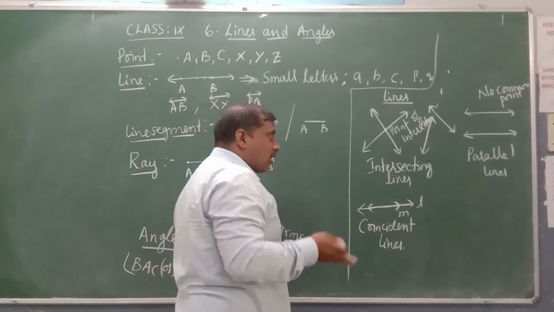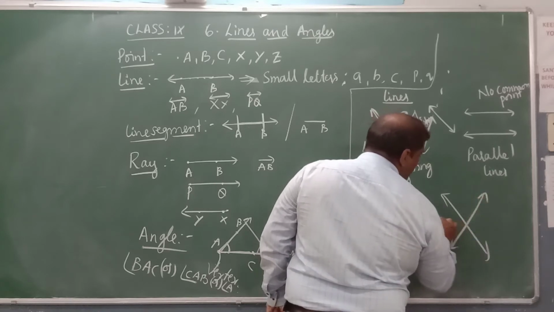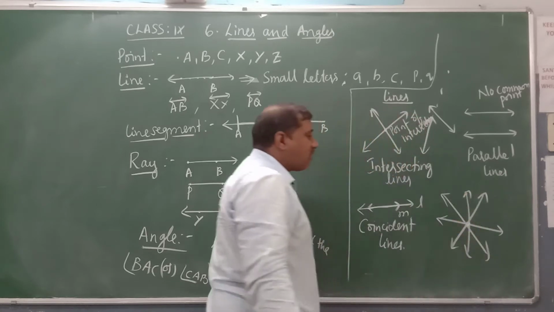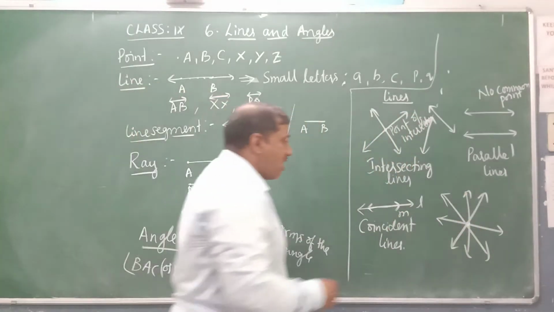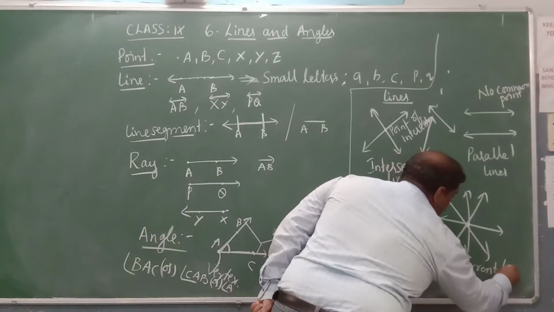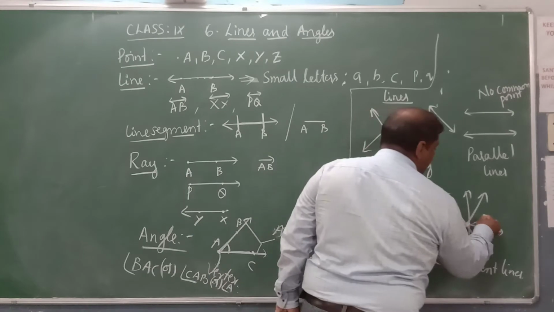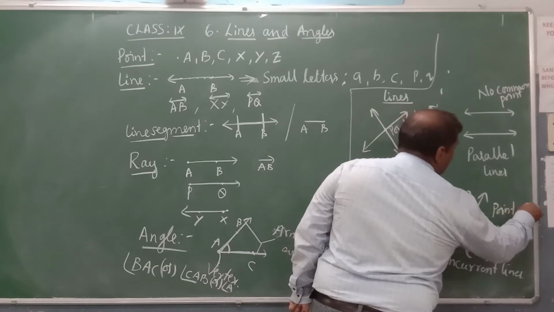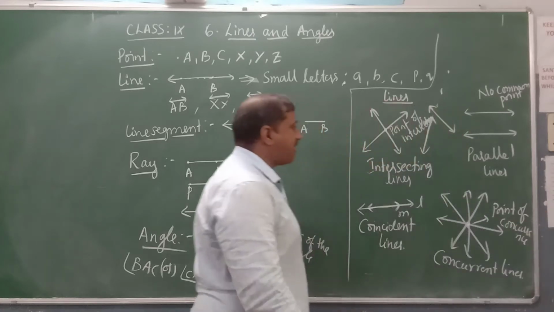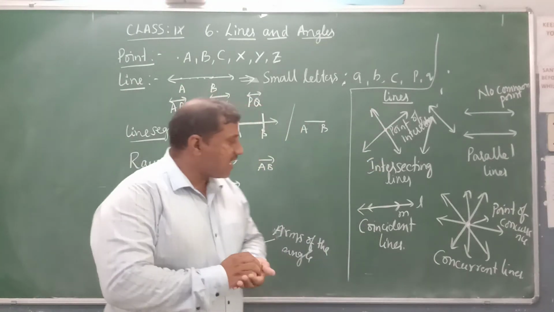Now, if more than two lines pass through the same point, like this, what do we call these kind of lines? They are concurrent lines, and this point is known as the point of concurrence. Like this, we have intersecting lines, parallel lines, coincident lines, and concurrent lines.